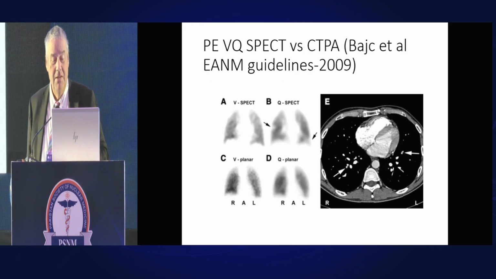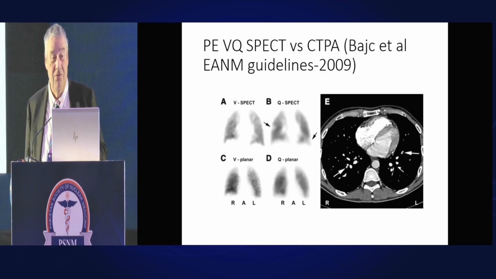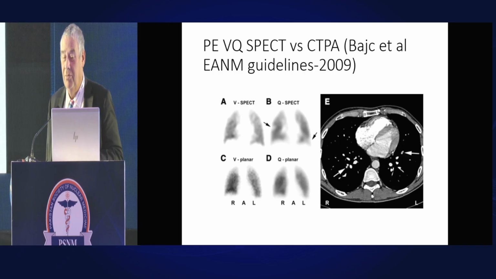So this is from the paper that was presented in the guidelines in 2009. Now you may say, are there any newer guidelines? And the answer is no. So this is the most recent EANM guidelines on lung perfusion VQ.